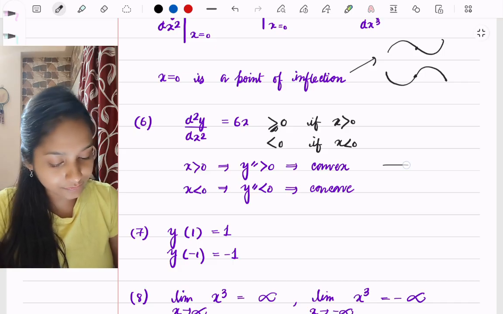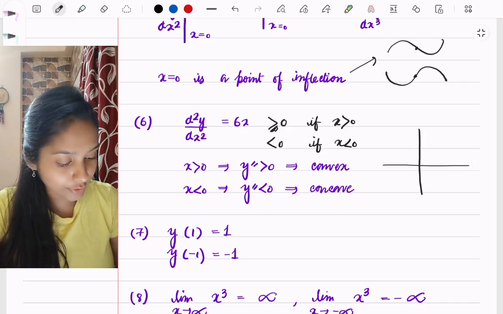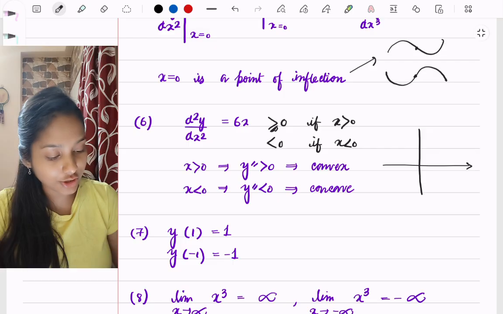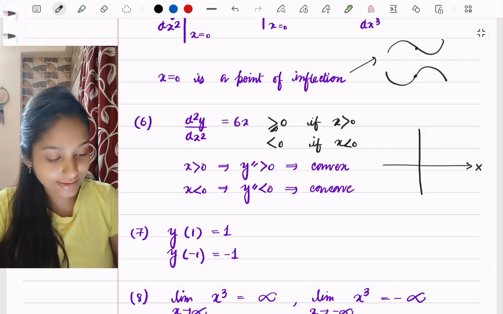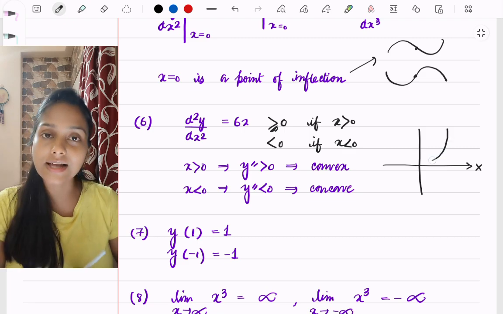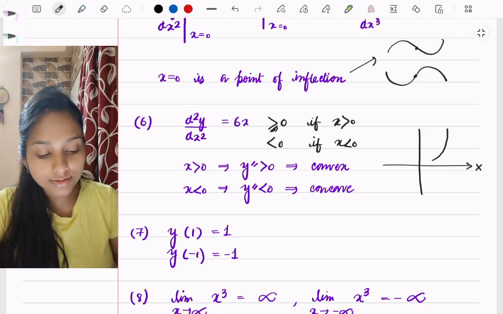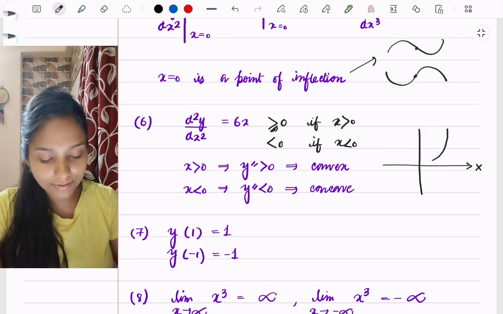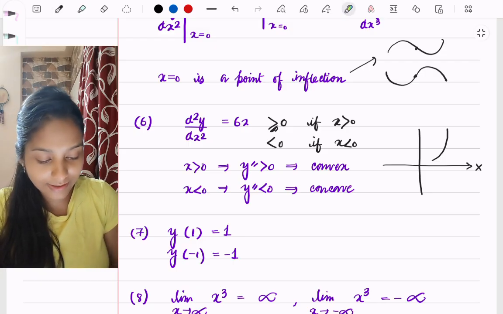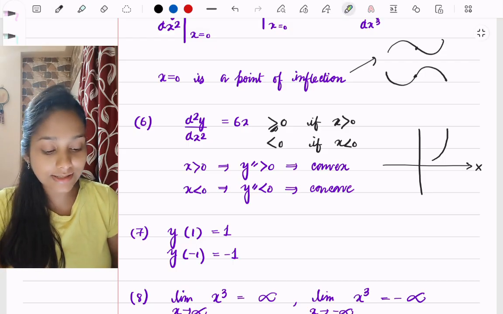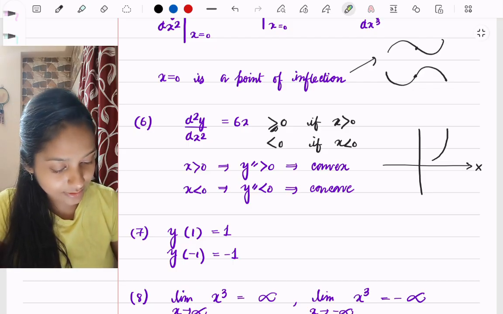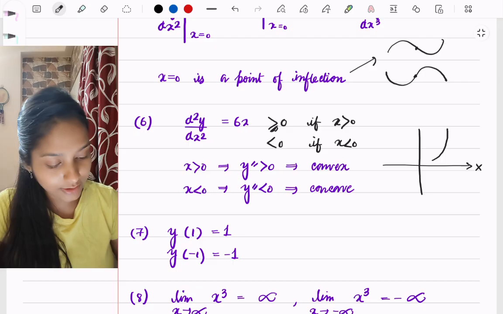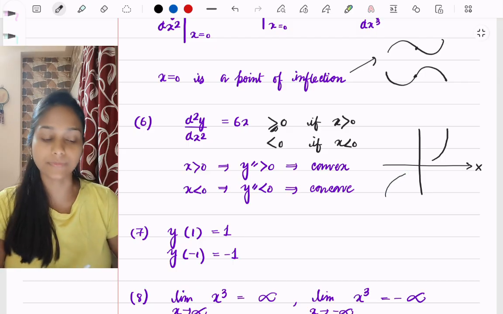So here, if we consider the positive x-axis, the function must be convex, meaning it must have this kind of shape. And for the negative x-axis part, the function is concave. So for concave, it must have this kind of structure.